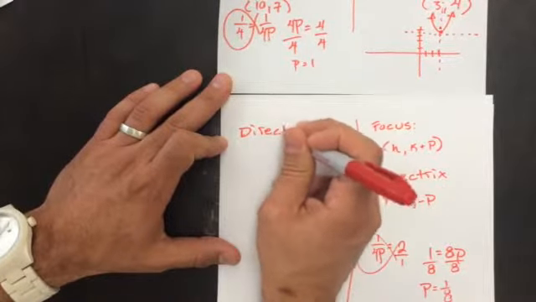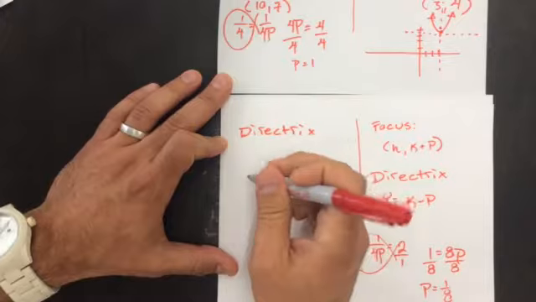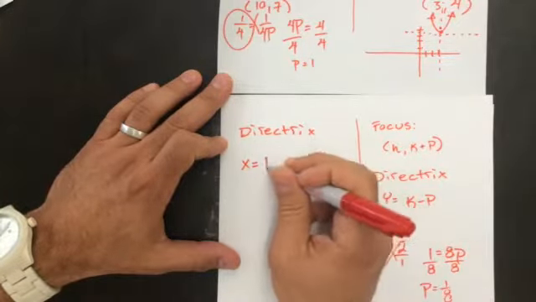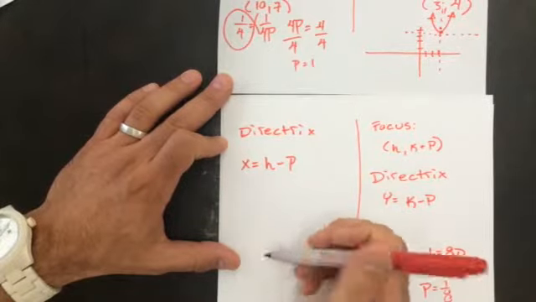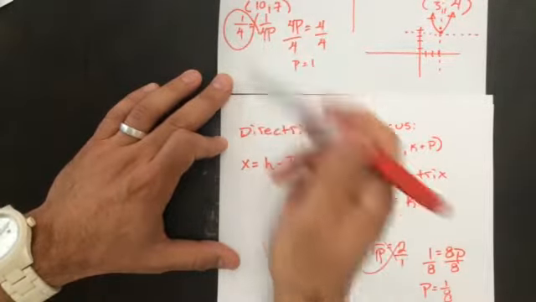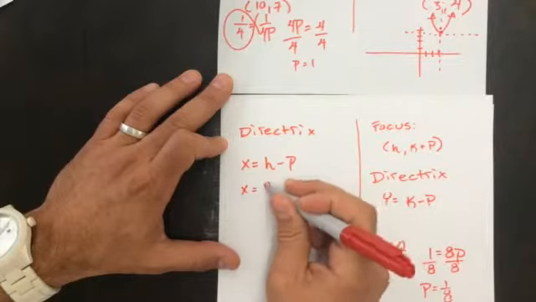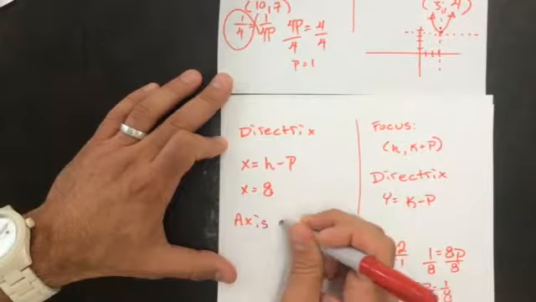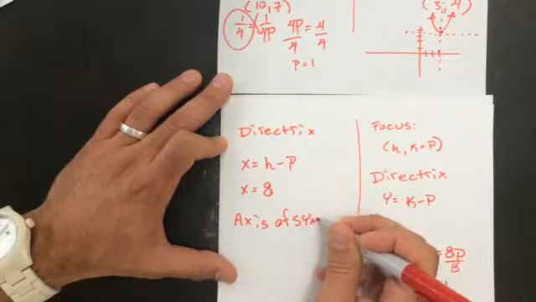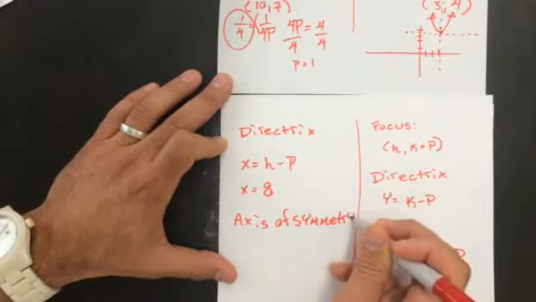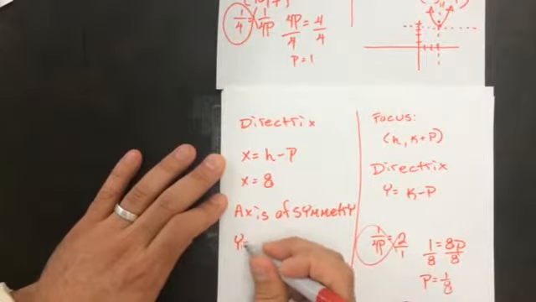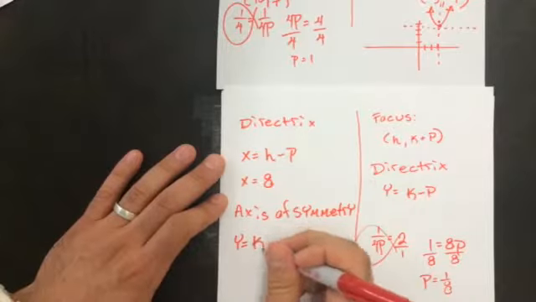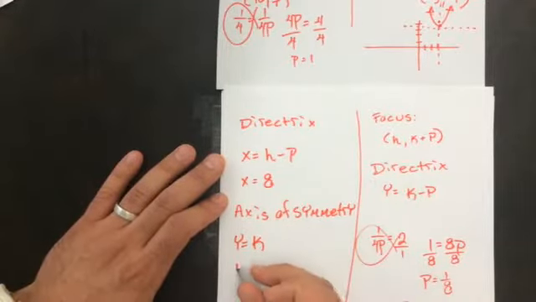Directrix for this one is going to be x equals h minus p. So again, p was 1, h was 9, so it's going to be x equals 9 minus 1, which is 8. And then my axis of symmetry is y equals, and it's the y value at the vertex, which is k. So on this example, it would be y equals 7.